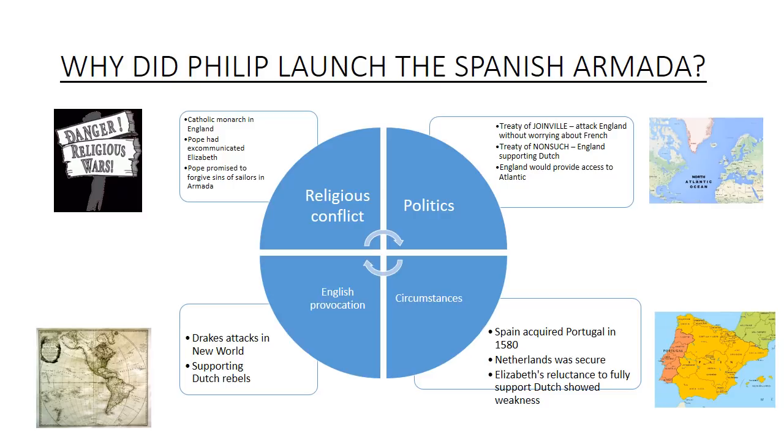Also, the Duke of Parma had secured the Netherlands, and it felt safe that his army could be sent from the Netherlands to England. And Elizabeth, with the Treaty of Nonsuch, hadn't really given enough financial support, and this encouraged Philip as he thought Elizabeth was weak. Also, on a daily basis, Philip would have been getting messages of English attacks in the New World, and obviously their support of the Dutch would have annoyed him as well. So in some ways, Philip felt, quite rightly, that it was his opportunity and his right to attack the English.